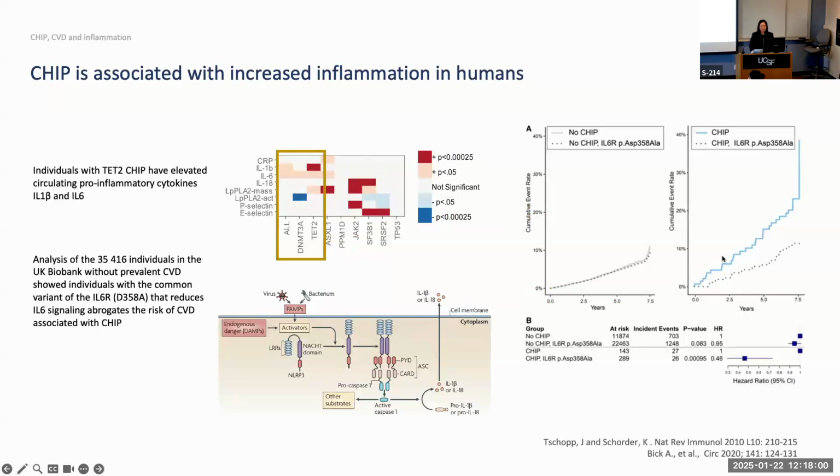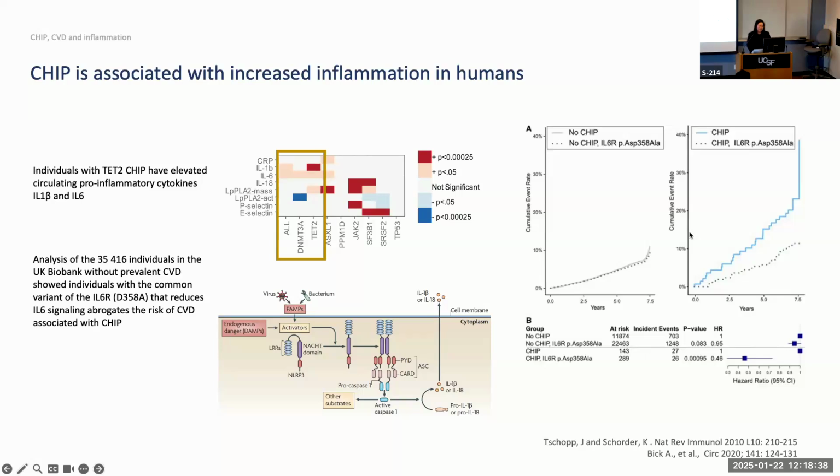Can we also see this in humans? And the answer is yes, we can. So individuals with CHIP also have elevated pro-inflammatory cytokines such as IL-1 beta and IL-6. This is taken from the UK Biobank of about 30,000 patients with prevalent cardiovascular disease. And we looked at whether or not DNMT3A and TET2 mutations had an increased association with IL-1 beta and IL-6. And we see that it's most predominantly seen in TET2 patients.